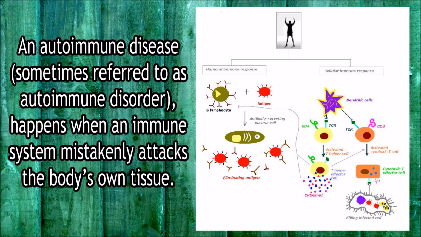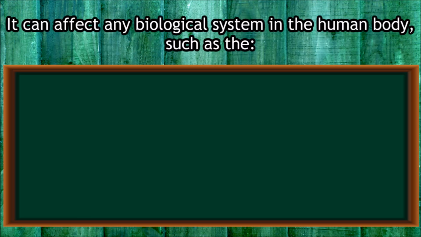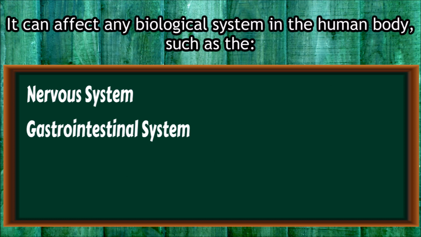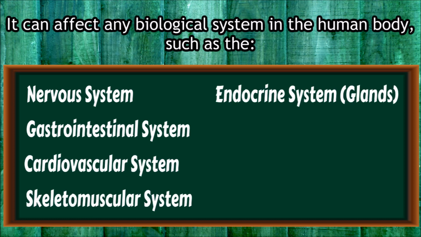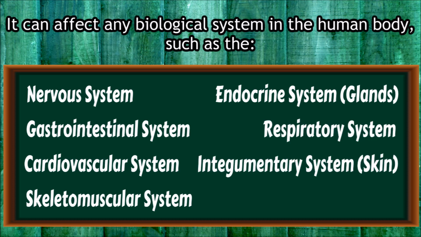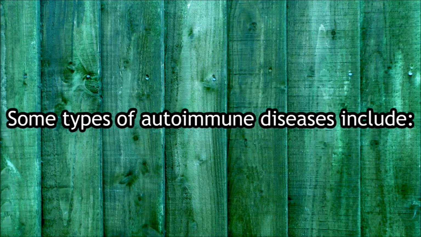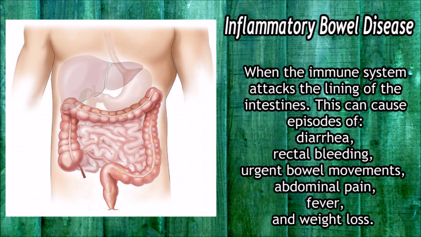An autoimmune disease, sometimes referred to as an autoimmune disorder, happens when the immune system mistakenly attacks the body's own tissue. It can affect any biological system in the human body, such as the nervous system, gastrointestinal system, cardiovascular system, skeletal-muscular system, endocrine system, respiratory system, integumentary system, and urinary system. Some types of autoimmune diseases include inflammatory bowel disease, when the immune system attacks the lining of the intestines.